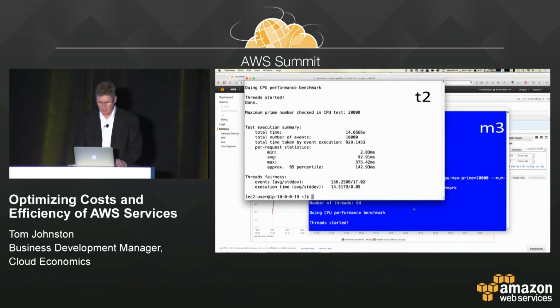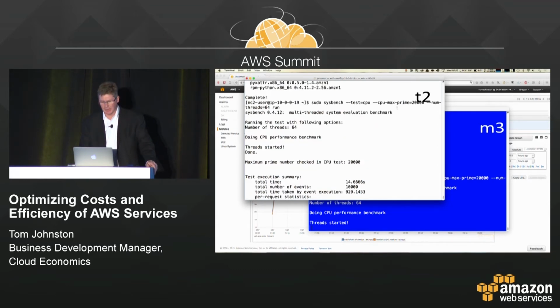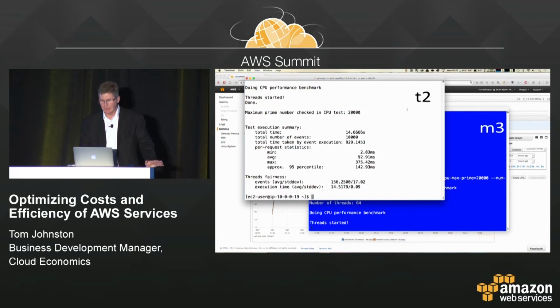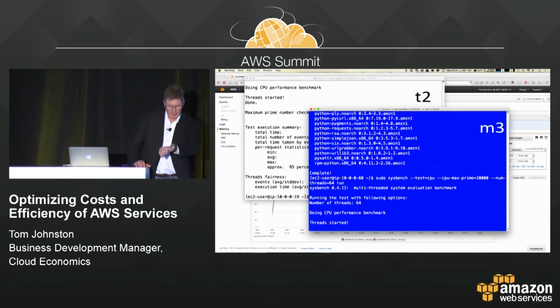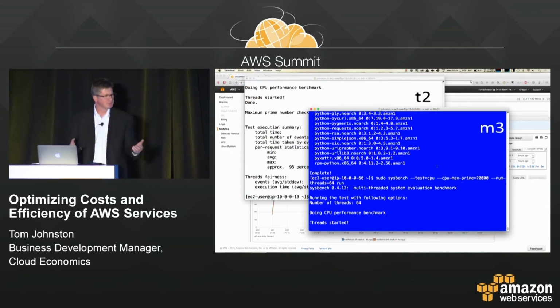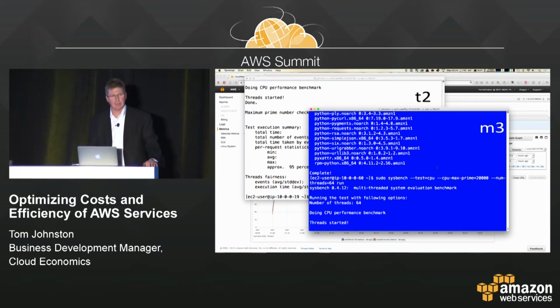Okay. So just before I came on, I started a CPU load test that goes out and finds, in this case, the first 20,000 primes. It's just to put load on the CPU. It's nothing else, just sysbench. And this is the T2, and you can see it finished. About 30 seconds later, I started the same on an M3 medium. And it hasn't finished yet, and I've been talking for, what, Mark, half an hour so far, 20 minutes? Yeah, so it's not done.